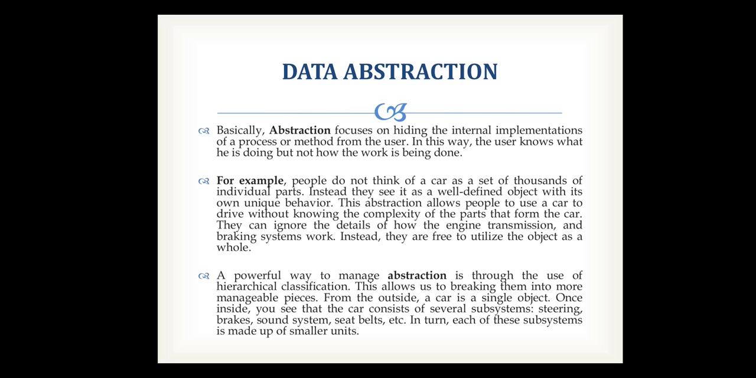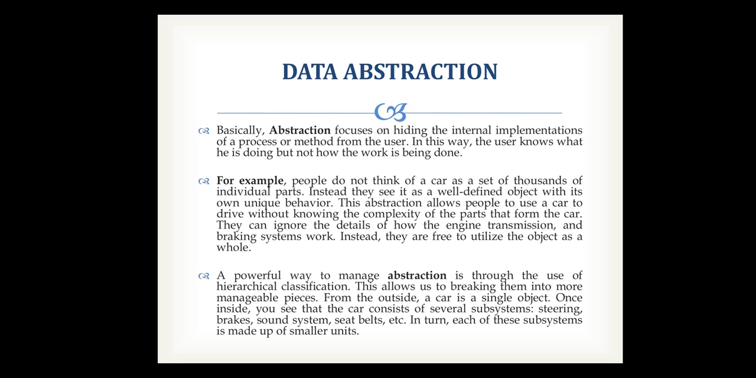They can ignore the details of how the engine, transmission and braking system work. Instead, they are free to utilize the object as a whole. A powerful way to manage abstraction is through the use of hierarchical classification. This allows us to break them into more manageable pieces.